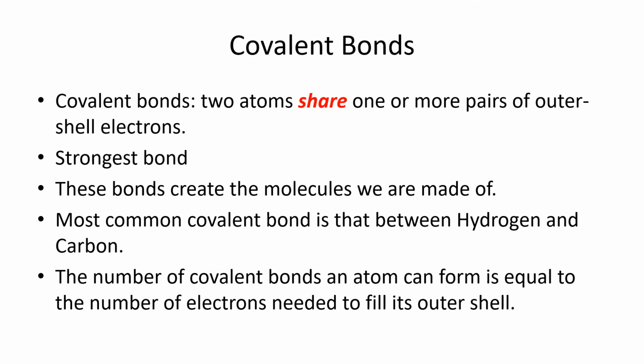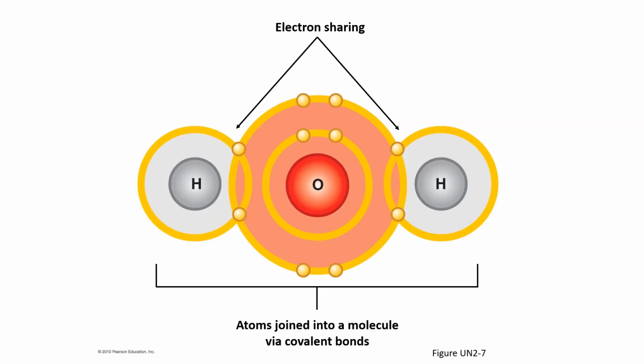So for example, carbon is going to have 4 empty spots, so it can form 4 covalent bonds. Hydrogen has 1 empty spot, it's going to be able to form 1 covalent bond. So here we have H2O, so we have water, and our hydrogen is going to be sharing the electrons with oxygen. So we have 2 hydrogens. So the hydrogen is making 1 covalent bond. This hydrogen is making 1 covalent bond.